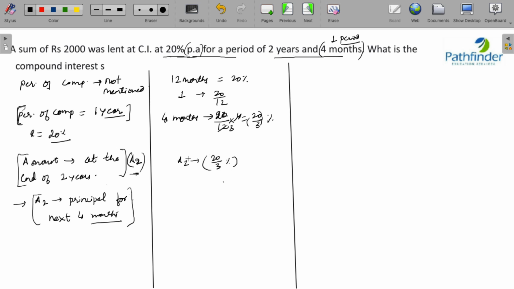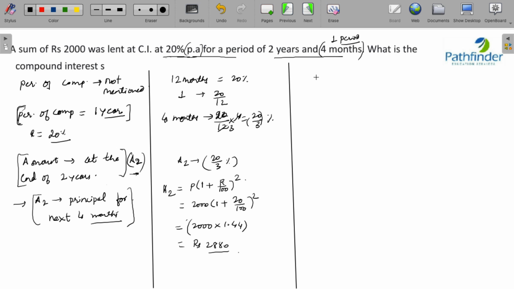So let us first calculate the value of A2. A2 is the amount at the end of 2 years. Principal into 1 plus R by 100 to the power of 2. And that is nothing but 2000 into 1 plus 20 by 100 to the power of 2, which is 2000 into 1.44. That is rupees 2880. This is the amount at the end of 2 years.